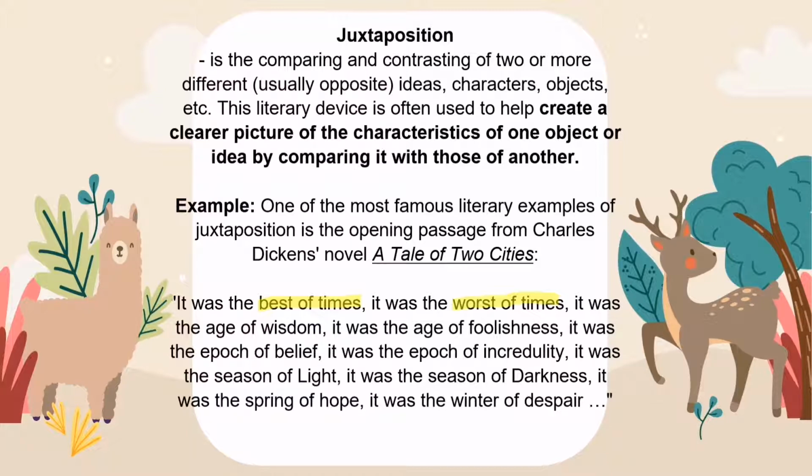Another, it was the age of wisdom. It was the age of foolishness. Another, it was the epoch of belief. It was the epoch of incredulity. It was the season of light. It was the season of darkness. Ang daming example. It was the spring of hope. It was the winter of despair. So, yan yung juxtaposition. Comparing and contrasting two or more different or opposite ideas, characters, and objects.